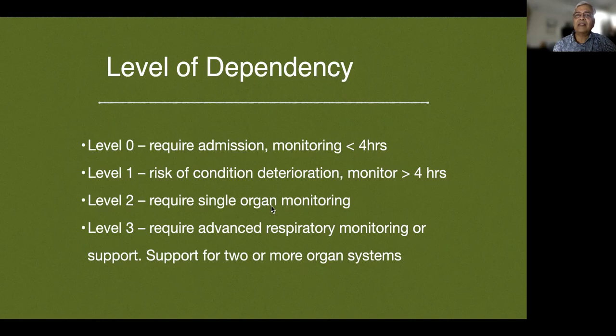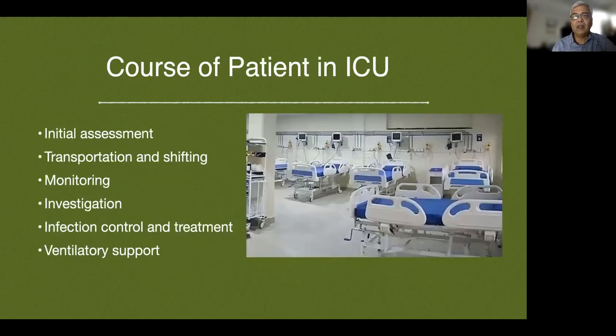Then there is the last level, that is level 3. They require advanced respiratory monitoring or support, and their support is of at least 2 organs. That means the patient's heart is also involved, the lung is also involved, or the kidney is also involved, depending on the case. What is generally the course of a patient in an ICU? You have to initially assess the patient, thereafter prepare the patient and transport him to the ICU. In the ICU, start monitoring, and thereafter investigate and find out various elements of the patient, do infection control and treatment of infection, and lastly give ventilatory support to the patient.